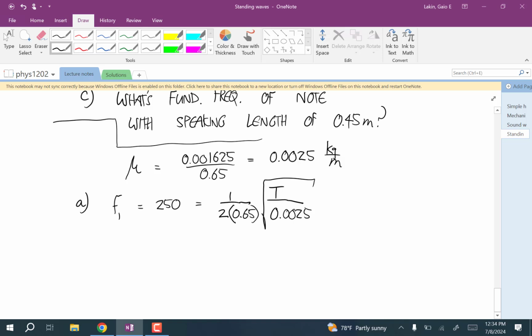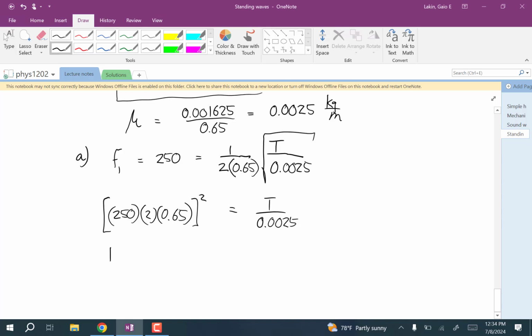So let me write out what I'm doing here. We got the 250. We're multiplying it by the 2 times the 0.65. Then we're squaring all that, and that has to be equal to t over 0.0025. Now solve for t, and you get a tension of 264.06 newtons. So that's the tension of the string.